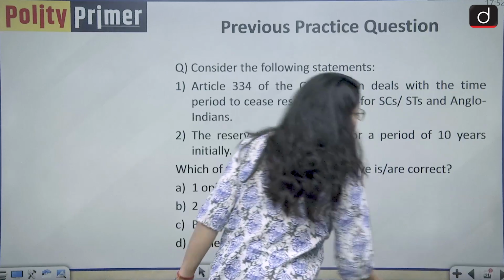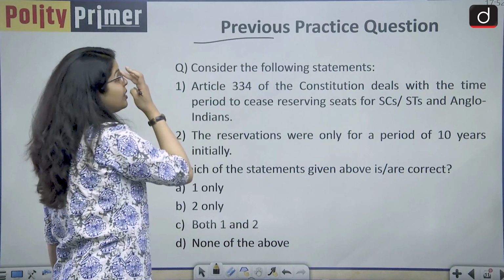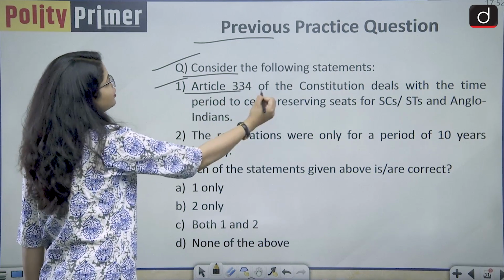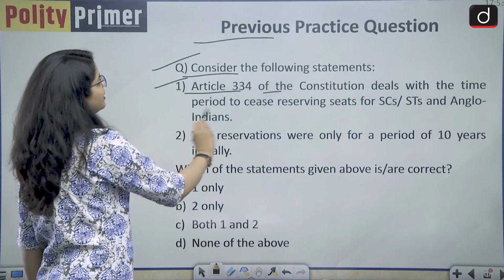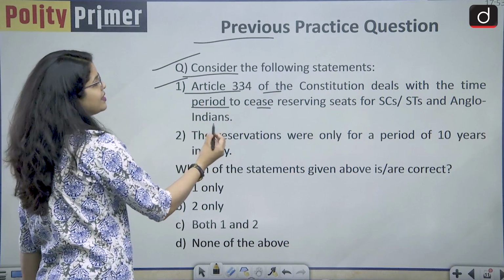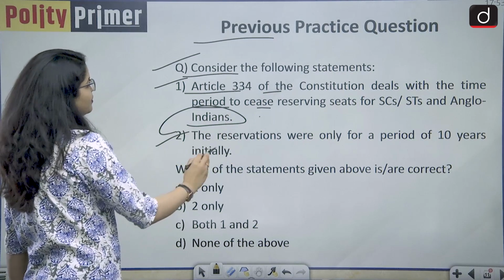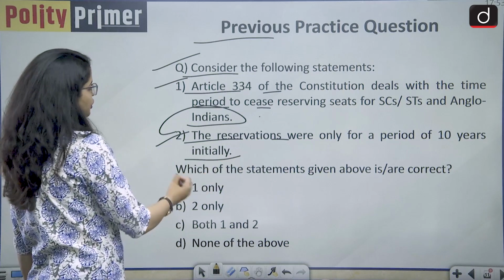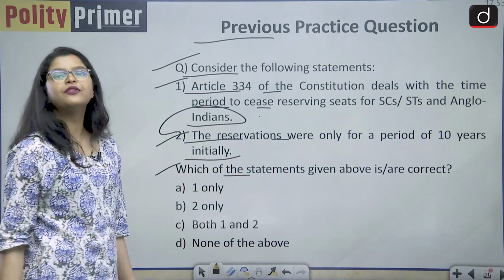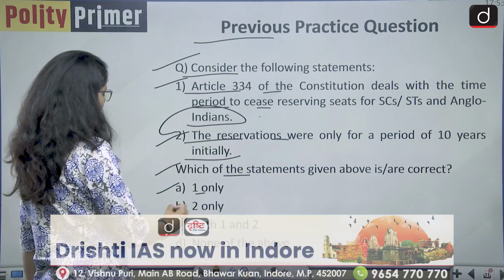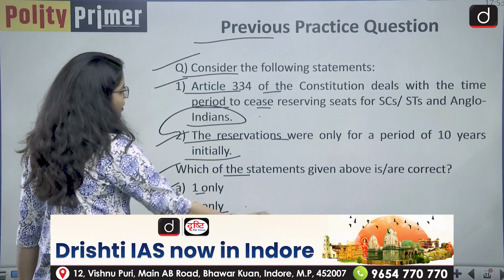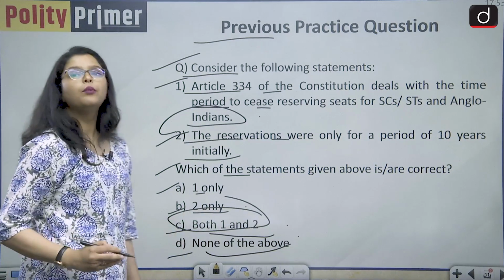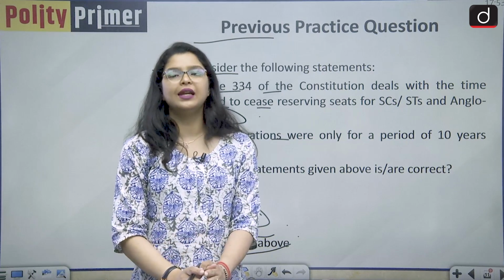Now let us discuss a practice question which I asked you in my previous session. So the question was, consider the following statements. Your statement number 1 is Article 334 of the Constitution deals with the time period to cease reserving seats for SCs, STs and Anglo-Indians. Your statement number 2 is the reservations were only for the period of 10 years initially. So which of the statements given above are correct? Your options are: option A is 1 only, option B is 2 only, option C is both 1 and 2, and option D is none of the above. So your correct answer is going to be option C. Both statement 1 and 2 are correct.